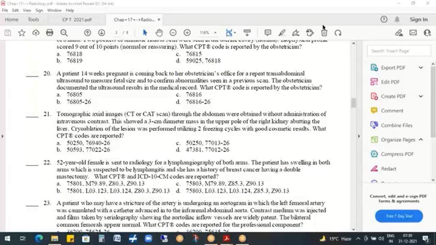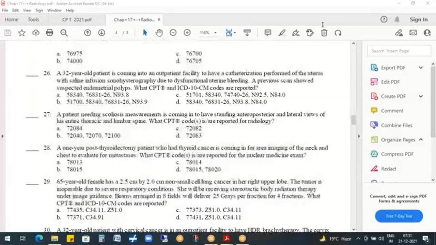Just tell me the CPT code. Either 76805 or 76816. 76816. Why? Because she is coming for repeat transabdominal. Repeat means what we call follow-up or re-evaluation. Understood everyone? Do one more question.